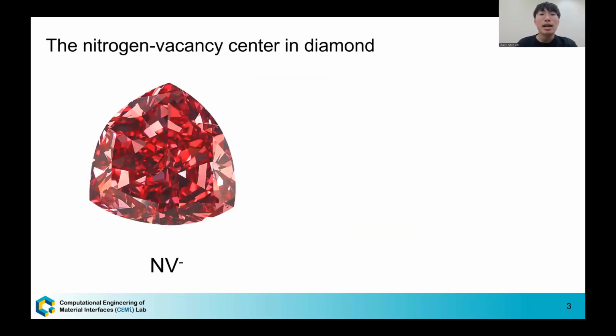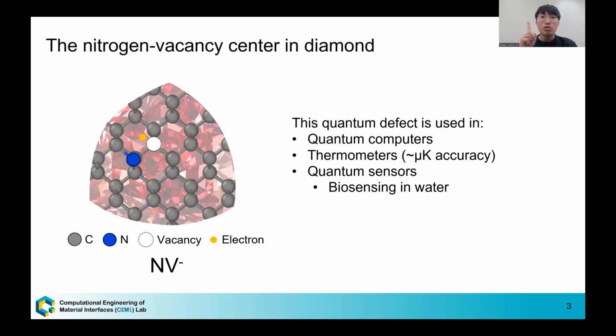For example, a defect consisting of a substitutional nitrogen atom, a vacancy right adjacent to it, and a negative charge localized to its effect emits a pinkish-reddish diamond color. This configuration, known as the nitrogen vacancy center in diamond, is a popular quantum defect known for its high spin coherence times at room temperature.